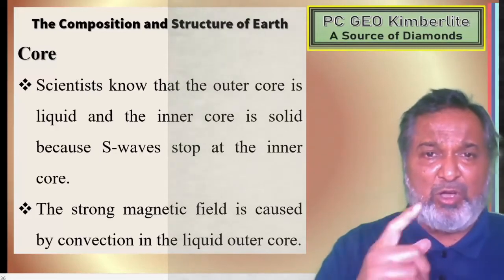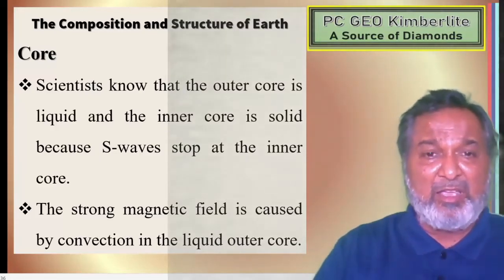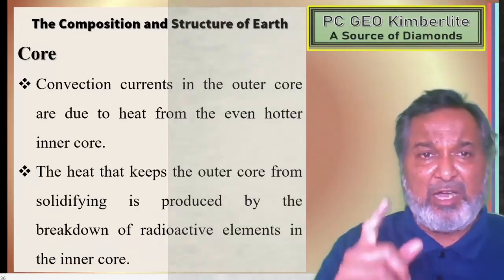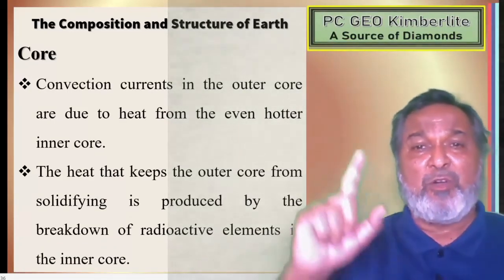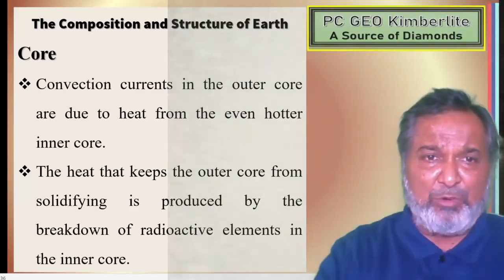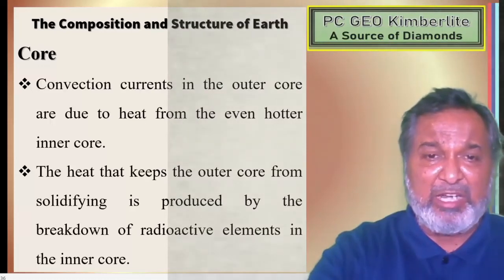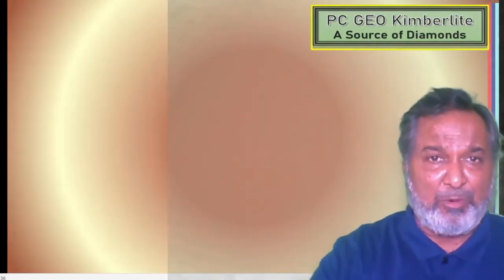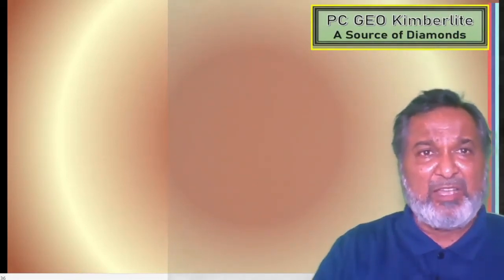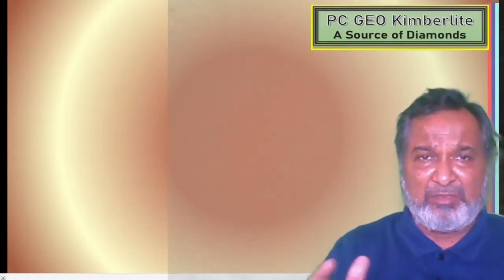The strong magnetic field is caused by convection in the liquid outer core. The convection currents in the outer core are due to heat from the even hotter inner core. The heat that keeps the outer core from solidifying is produced by the breakdown of radioactive elements in the inner core. That is the topic we have been seeing: the evolution of the earth.